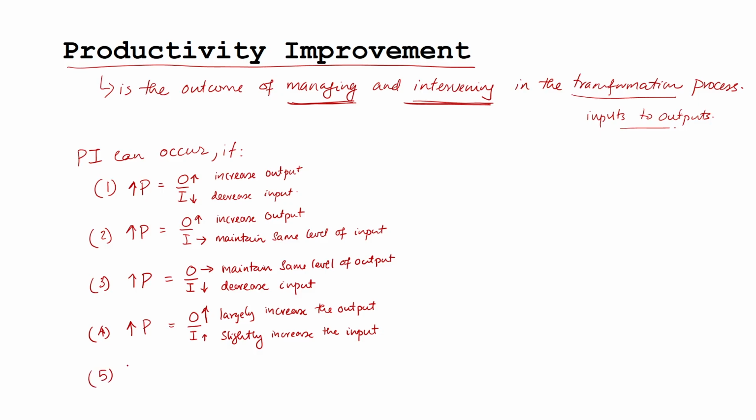Now, the fifth one is again increasing the productivity, where you do this. Slightly decrease the output, and for that you largely decrease the input. Okay. So, these are the only 5 ways you can increase the productivity, by decreasing, increasing or maintaining the input or output, the relationship between them.